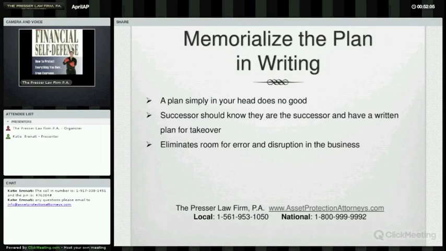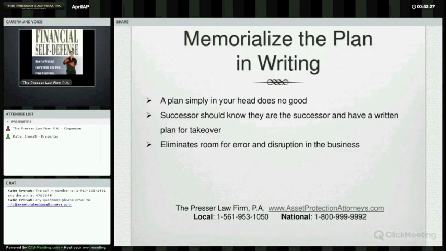You also want to memorialize the plan in writing. And I always tell people, if you don't write something down, it'll never get done. We have too much going on in our day-to-day lives. You get a phone call, an email, or text. You get distracted, or you lose your thought. So I'm a firm believer in writing things down as soon as possible. The plan simply in your head does absolutely no good. You have to really write down the plan.